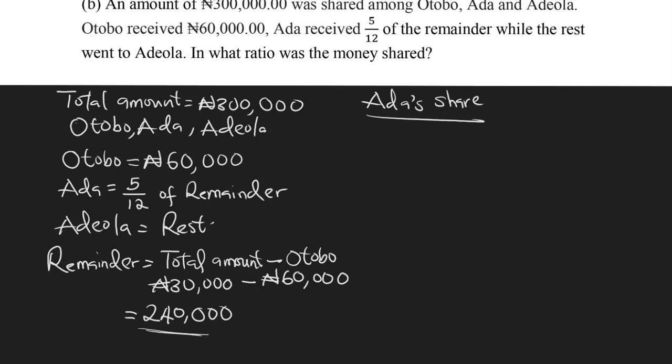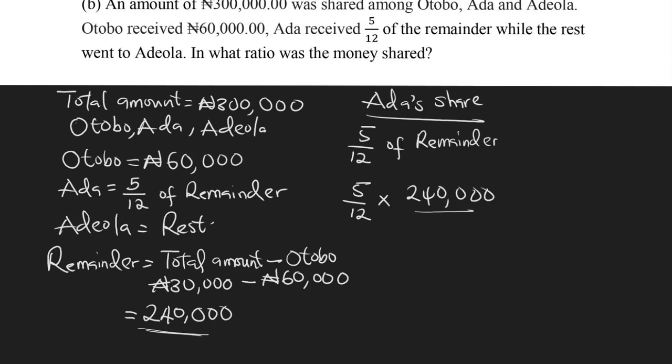So remember we said that Ada received 5/12 of the remainder. And what is the remainder? The remainder is actually 240,000, right? So we're going to say, and remember that "of" in mathematics means multiplication. So we're going to say 5/12 times 240,000 over 1. So now 12 into 12 is 1, and 240,000 divided by 12. So let's use a calculator.